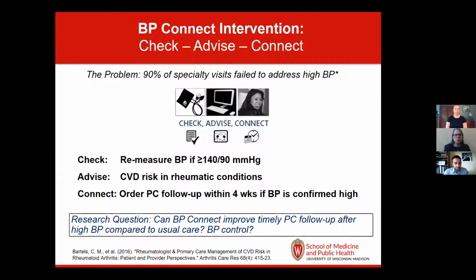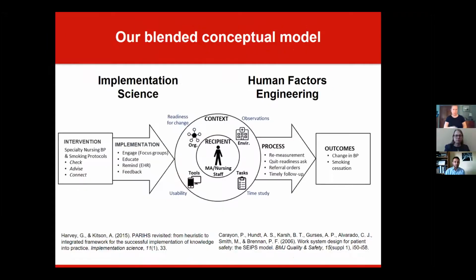Our research question was whether we could improve timely primary care follow-up after high blood pressures, and we had this nested question of whether this might actually improve blood pressure control across our population as well, though we weren't sure we'd be fully powered to see that. So the intervention then is to having those check, advise, and connect behaviors be embedded in the routine workflows.